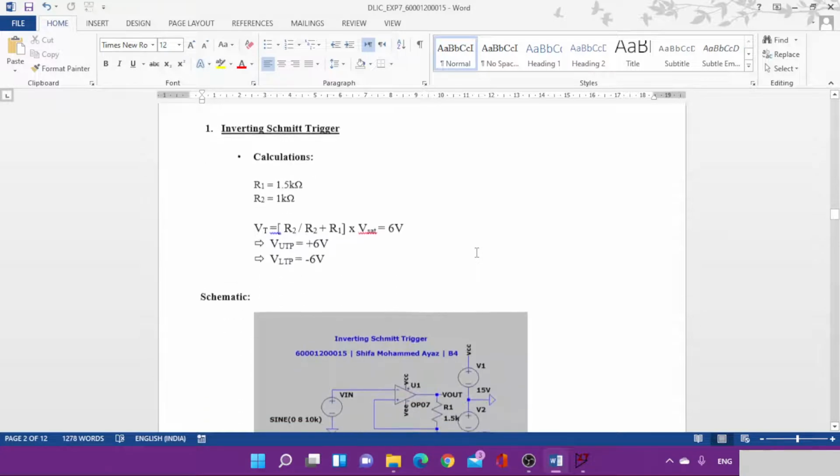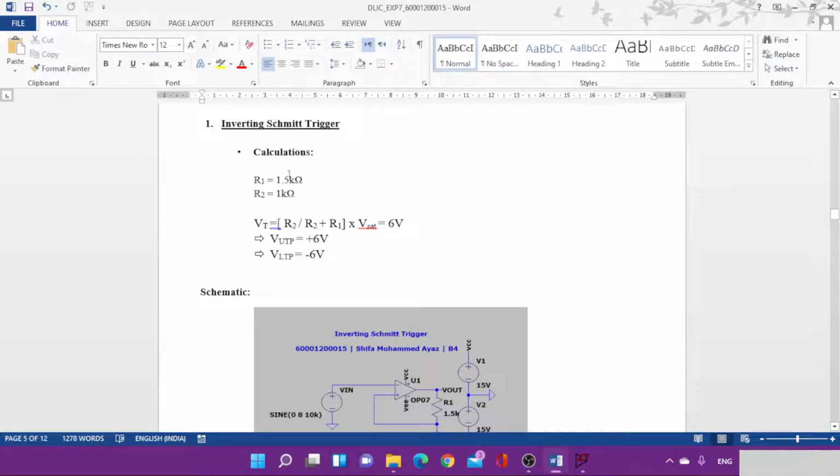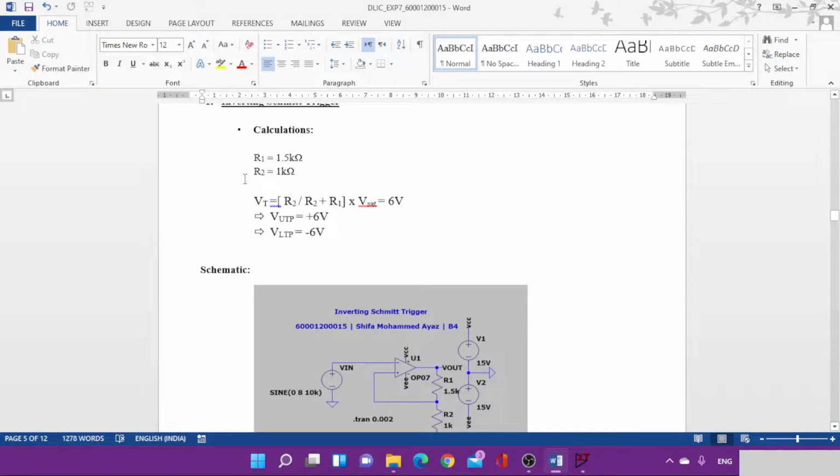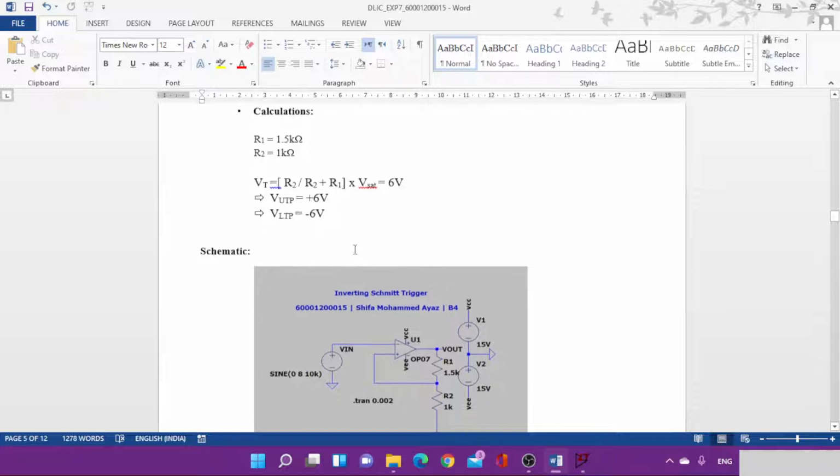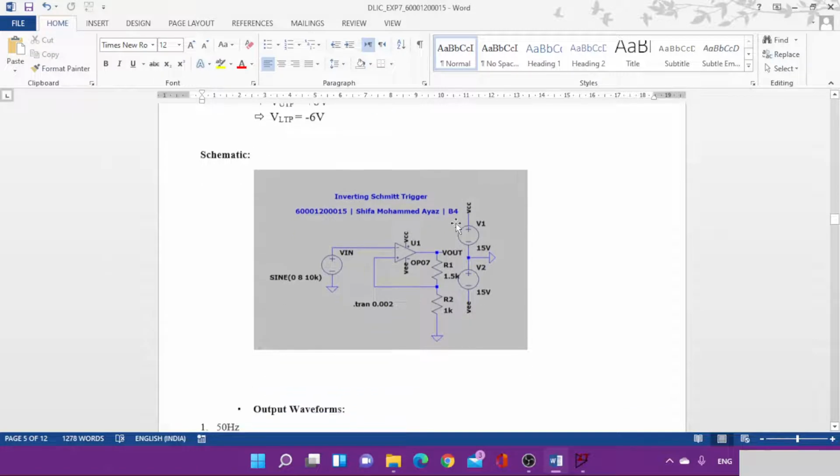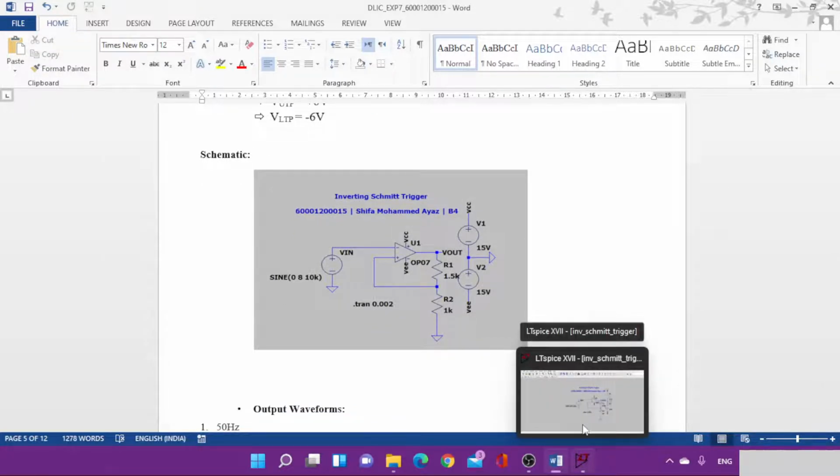So this is the basic calculation required for the inverting Schmitt trigger. Your R1 is 1.5k and R2 is considered to be 1k. So the threshold voltage is calculated to be 6 volts. We are going to keep our upper threshold voltage as positive 6 volts, and the lower threshold point as minus 6 volts. Depending upon these two threshold levels, my output will switch between positive and negative Vsat. So let's see the waveform.